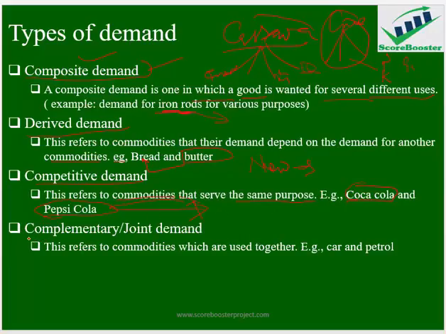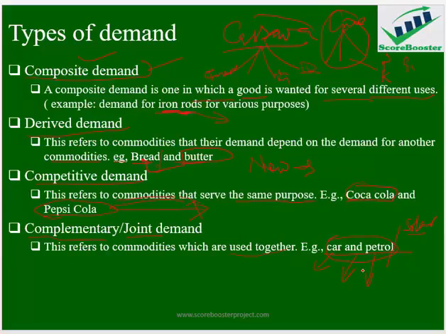Then the next one is the complementary or joint demand. This refers to commodities that are used together. This is very close to derived demand, but don't mix them up. I can eat bread without butter, and I can use butter not for the purpose of taking bread. But here, not until we are able to have a solar car that doesn't use petrol, it's possible, but as it is now, based on the normal norms, you cannot drive a car without petrol.